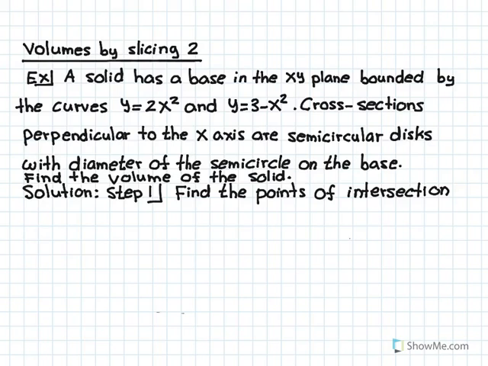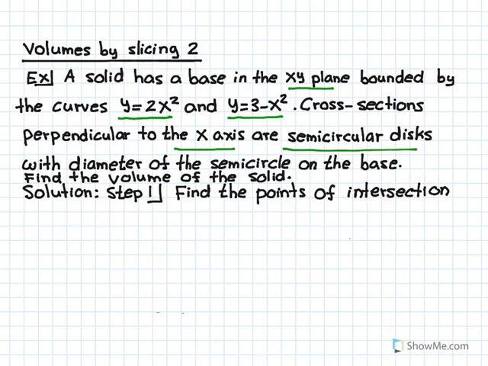In this video, we're going to look at another example of volumes by slicing. In this question, we have a solid that has a base in the xy plane, bounded by the curves y equals 2x squared, y equals 3 minus x squared. These are both parabolas. Y equals 2x squared is a parabola going up. Y equals 3 minus x squared is a parabola pointing down. Cross-sections perpendicular to the x-axis are semicircular discs with diameter of the semicircle on the base. And the question here is to find the volume of the solid.